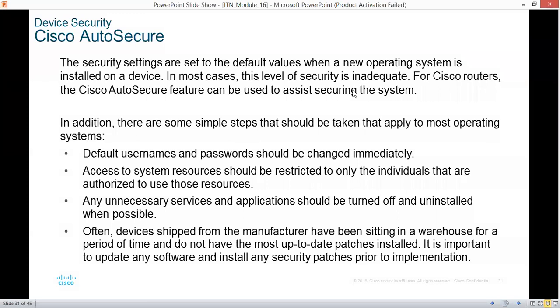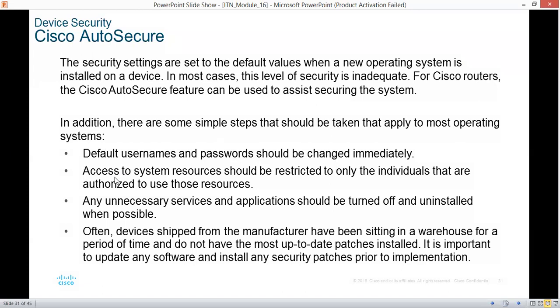So in most cases, this level of security is inadequate. For Cisco routers, the Cisco Auto Secure features can be used to assist in securing the system. In addition, there are some simple steps that should be taken that apply to most operating systems. One, the default names and passwords should be changed immediately.